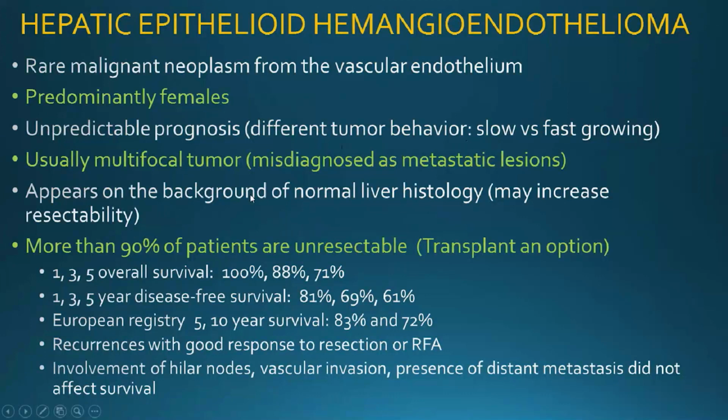It appears in the background of normal liver histology, and sometimes they are resectable, so we do resect them. But if they are not resectable, which is more than 90% of patients, transplantation is an option with excellent 5-year and 10-year survival. 5-year survival of these patients is almost 70%, which is just like hepatocellular carcinoma, and more than 60% are disease-free survival.